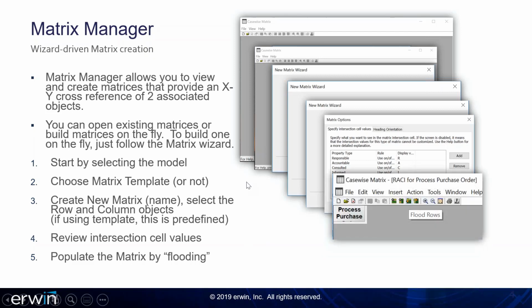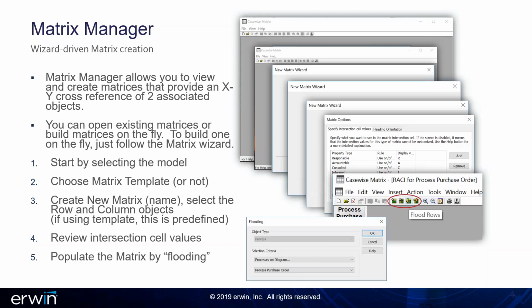Once we've gone through those steps, we need to actually insert some content. The fastest way to do that is by flooding rows and columns. When you flood rows and columns, you get to choose how to select that information. On the left, we're choosing processes on diagram and process purchase order because this is a RACI matrix for the process purchase order diagram.